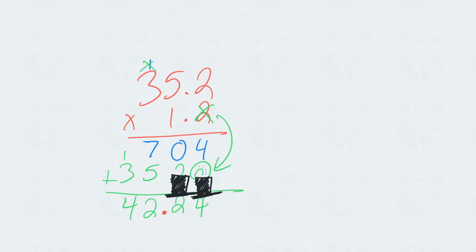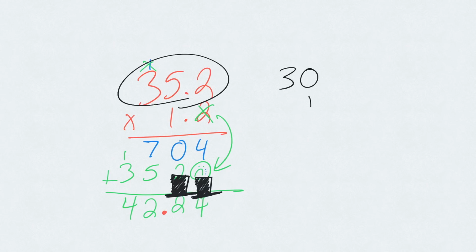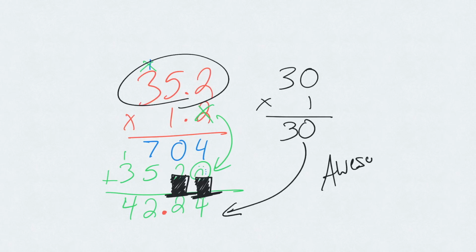Am I reasonable? Let's find out. 35 is about 30. 1.2 is about 1. 30 times 1 is 30. That is close to 42. I am awesome. And I'm reasonable. I know. Let's try another one.